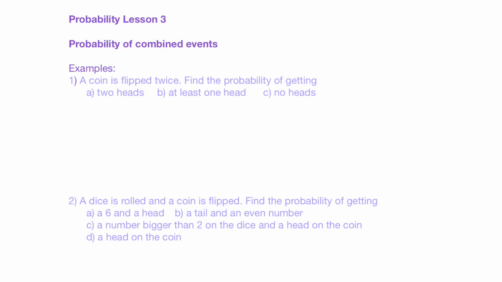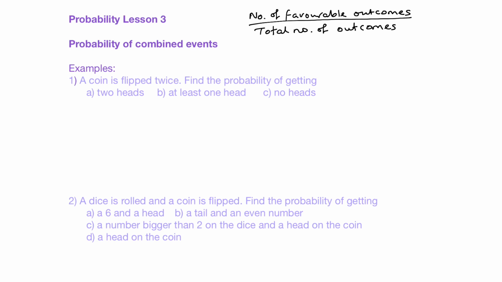Hello, today we're going to look at the probability of combined events. So that's where there's more than one thing happening at once. Now remember, when we're calculating probability, the way that it's worked out is as a fraction, and on the top of your fraction in the numerator, it is the number of favourable outcomes. And on the bottom, it's the total number of outcomes, or total number of possible outcomes. Okay, and we've seen in the last couple of lessons why that makes sense to work it out that way.